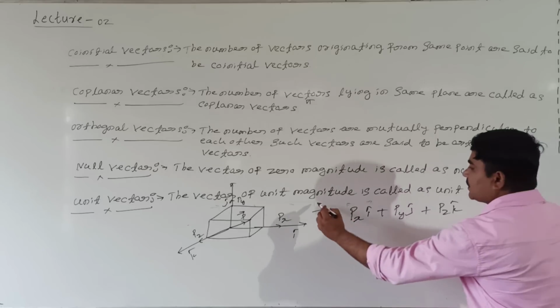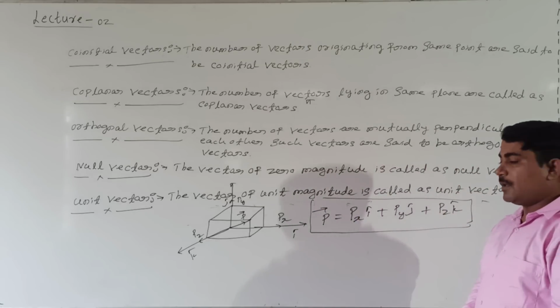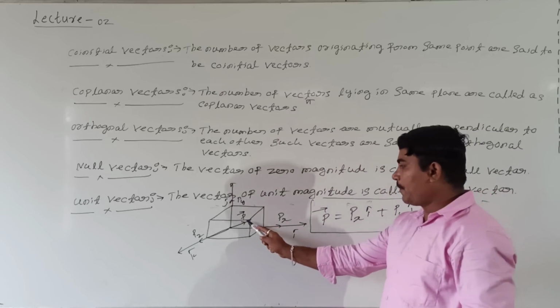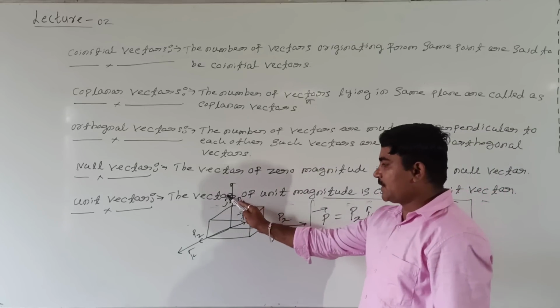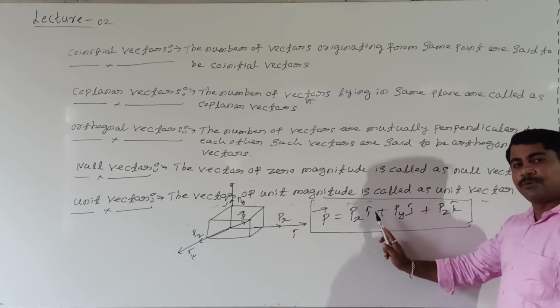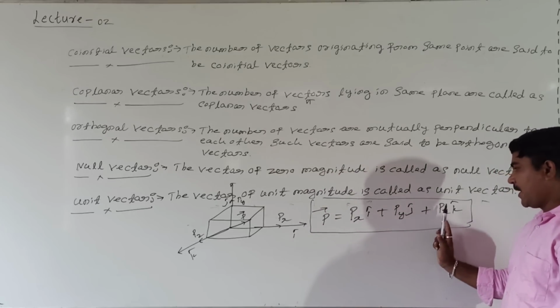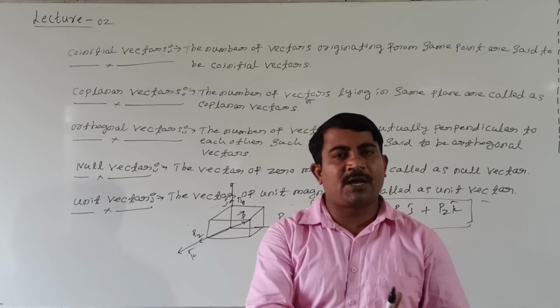These are what? Representation of vector in terms of unit vector. Px represents component of p along x-axis, py represents component of p along y-axis, pz represents component of p along z-axis with respective unit vectors I cap, j cap and k cap. These are concerned to zero vector and unit vector.